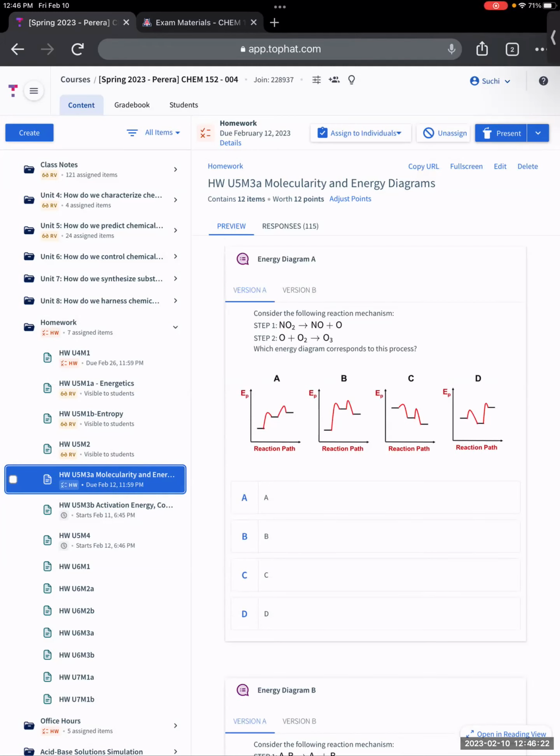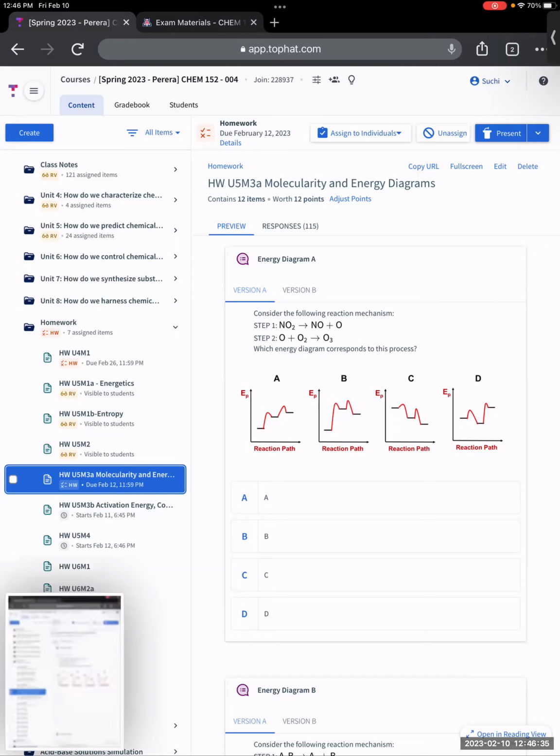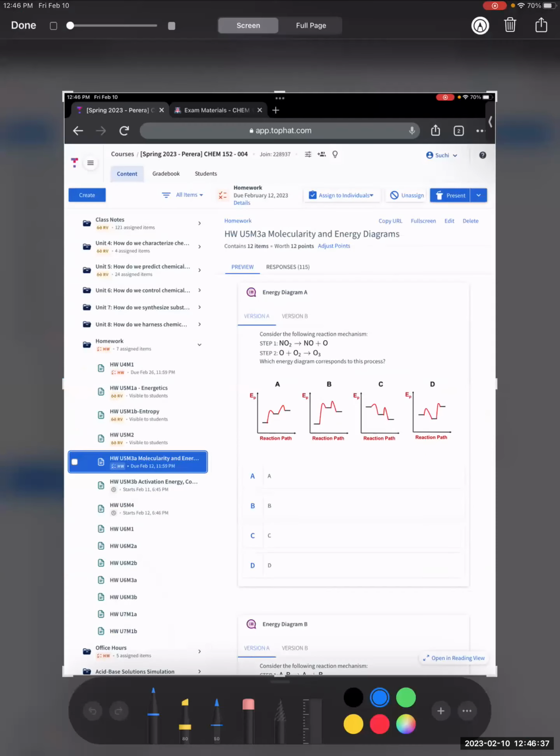So there are two steps. The first step, the NO2 is becoming NO and an oxygen atom. That means we are breaking bonds. If we are breaking bonds, we need to provide energy. So that step must be an endothermic step. Okay, the first step must be endothermic. Why? We are breaking bonds. Breaking bonds requires energy.